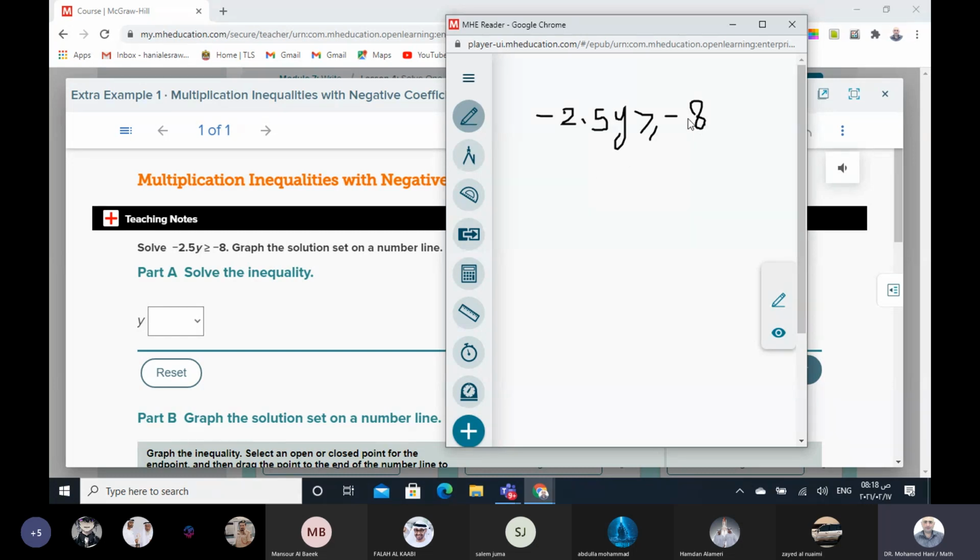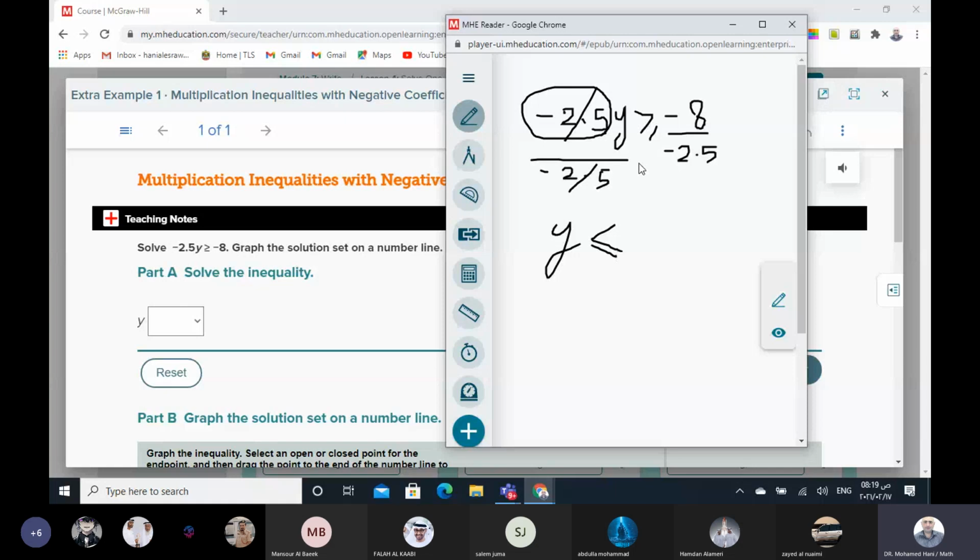So the first step to solve this inequality: we have the coefficient here. We want to keep the variable alone, so try to remove the coefficient. How? Divide by the same coefficient. Divide here by minus 2.5 and divide here by minus 2.5. Now minus 2.5 divided by minus 2.5 will be 1. 1y means y.